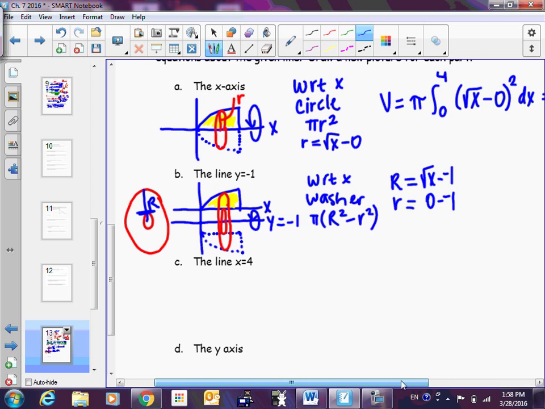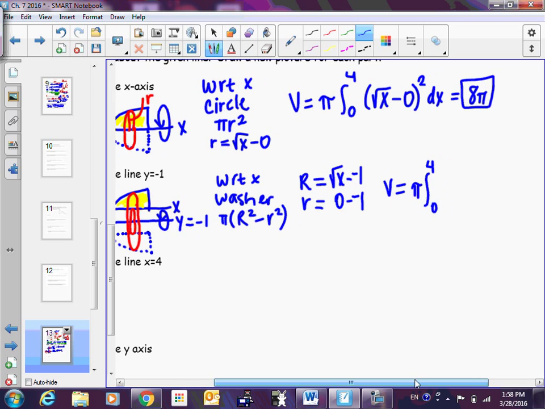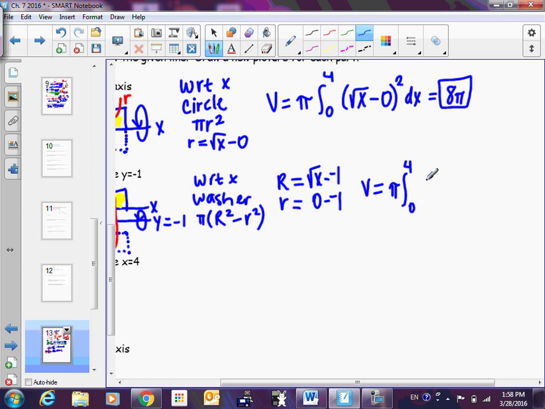Because when we put this into our volume, we still have pi in front. We're still with respect to x, so it's still 0 to 4. Okay, we need to do big R squared. Look at what I'm doing here. I'm putting something in place of a squared.